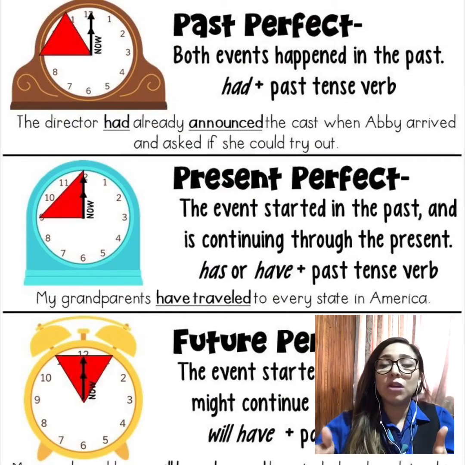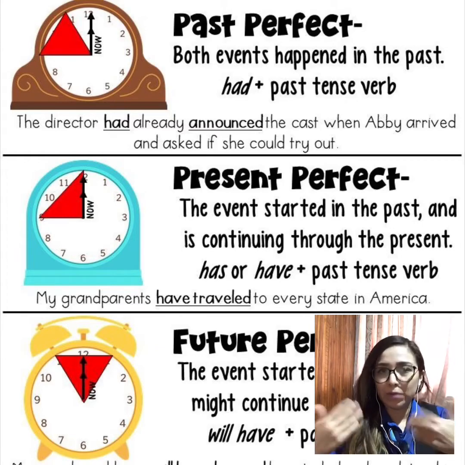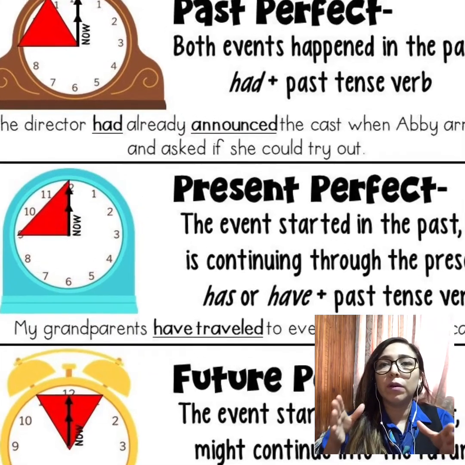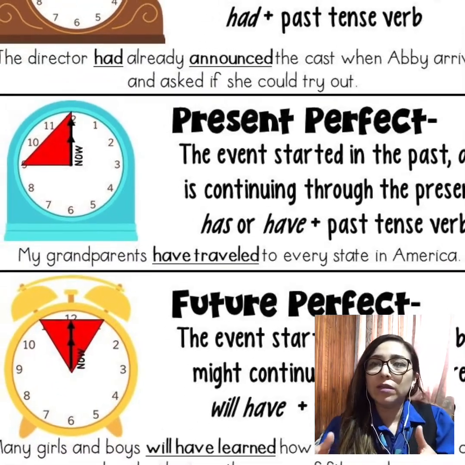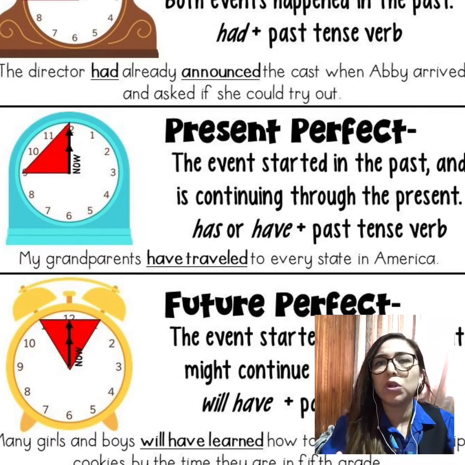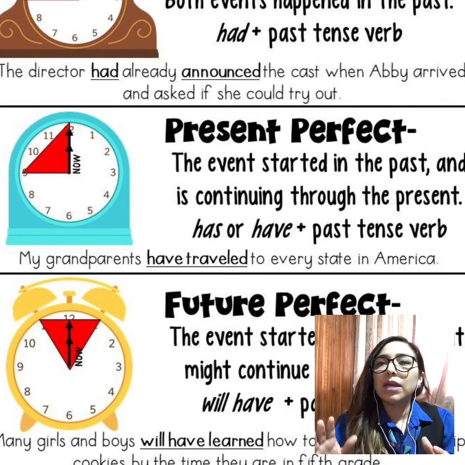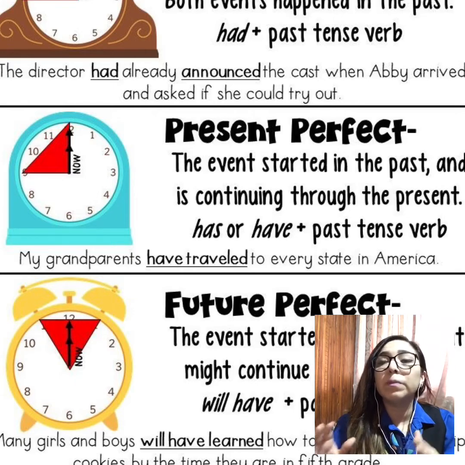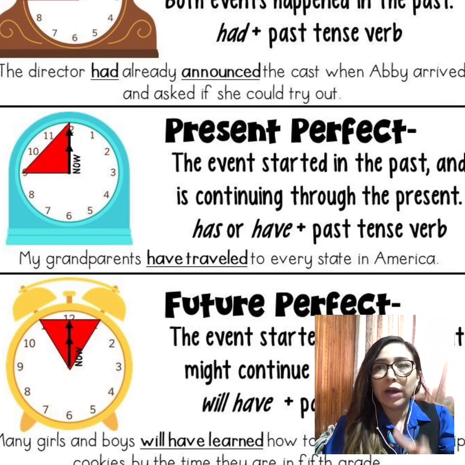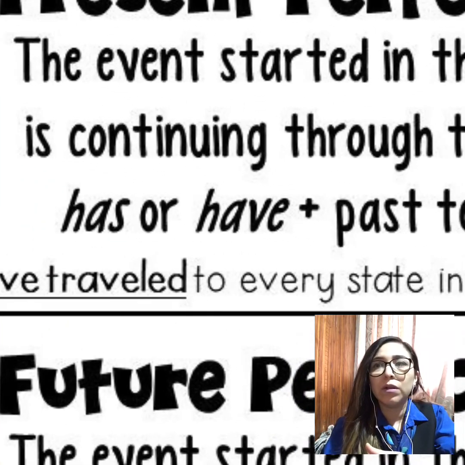Now, this is something you must have with you. We already presented this, but I'm going to explain it again. Let me go directly to the present perfect. In the present perfect, we have an explanation and then I will show you some examples. It says, the event started in the past and is continuing through the present, okay? That's when we use the present perfect. Remember, it's formed by your subject, has or have, plus the past participle.